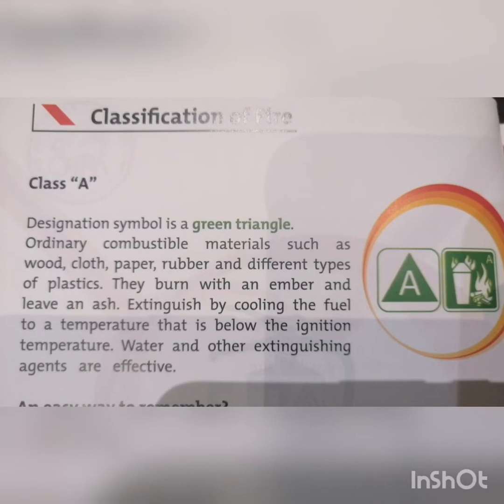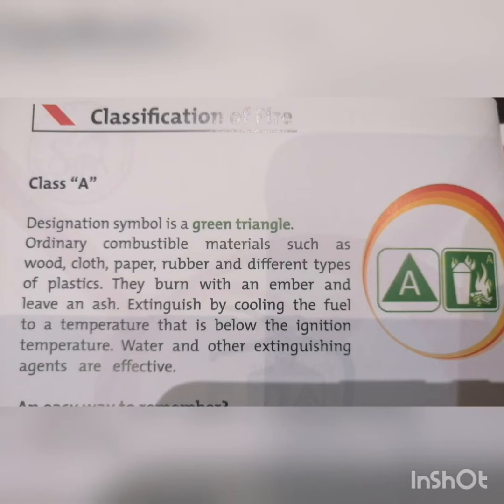They can burn with embers and leave ash. They are extinguished by cooling the fuel to a temperature below its ignition temperature. Water and other extinguishing agents are effective. This simply means that in a Class A fire, such as paper, wood and cloth, you can use an extinguisher or water to put it out. An easy way to remember this type of Class A fire is ash.